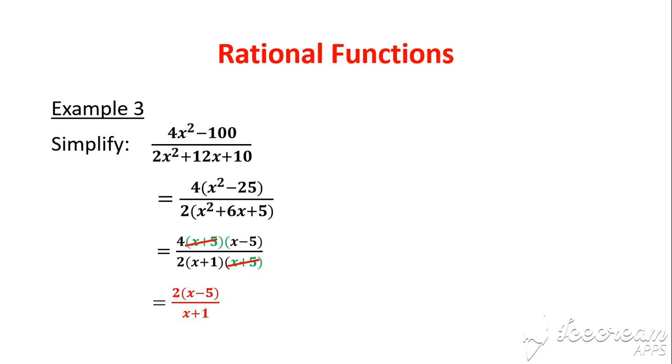Now you can leave your answer like that. Some students might prefer to multiply out the top and go 2 times x and 2 times negative 5. There's no need to do it if you don't want to or don't need to carry on with something else.